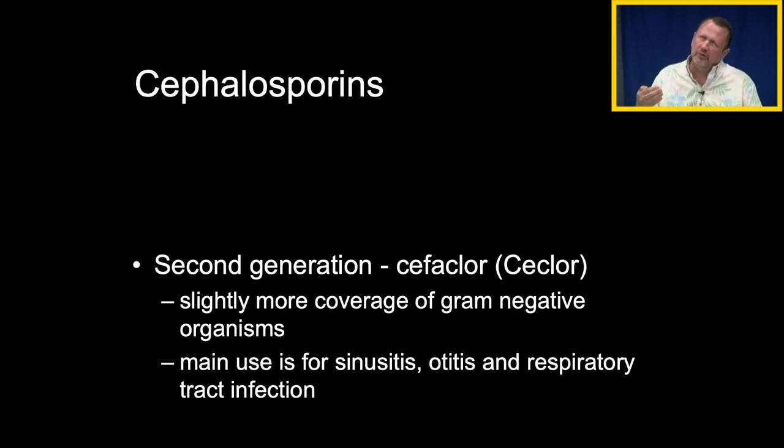So as we go through the cephalosporins into the third generation, we're seeing this broader spectrum of what the antibiotic can treat. And so we get slightly more coverage. We get more coverage of gram-negative organisms. We see these mainly used in sinusitis, otitis, respiratory tract infection, although I'm hard-pressed to think of any kind of infection where second-generation cephalosporin is the drug of choice.